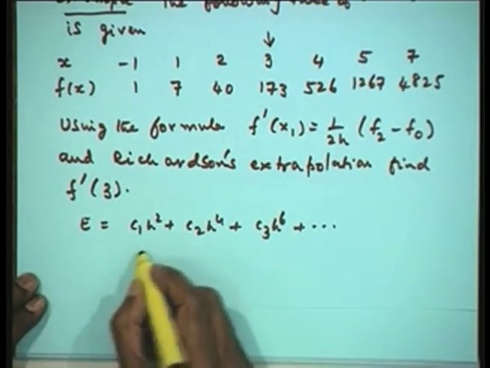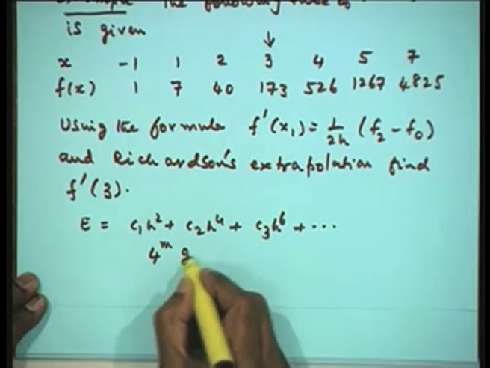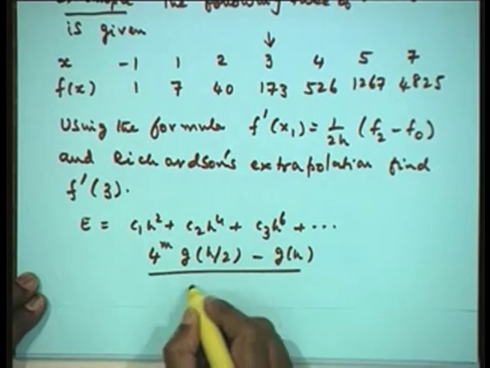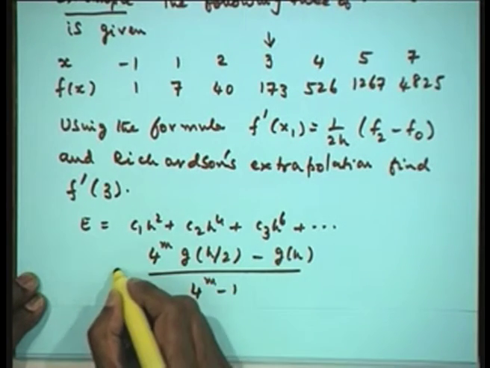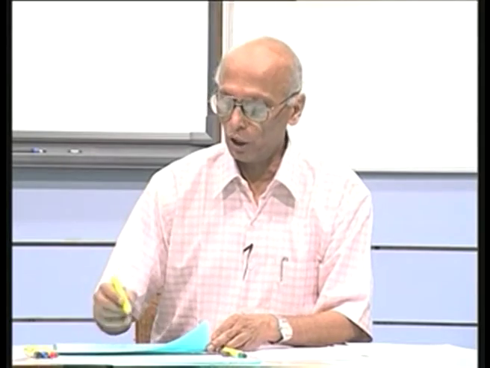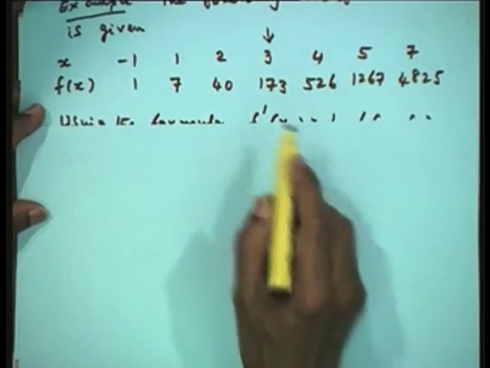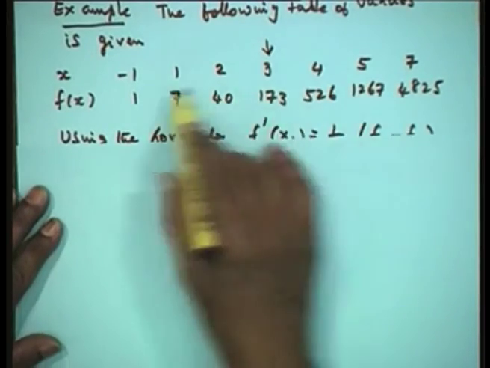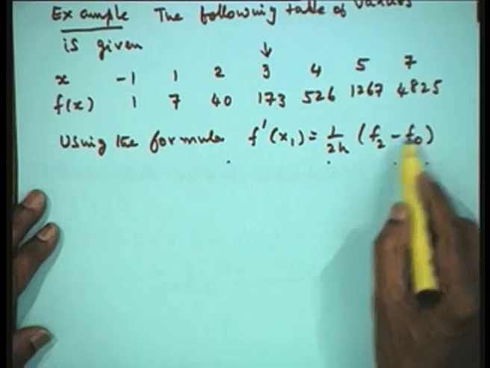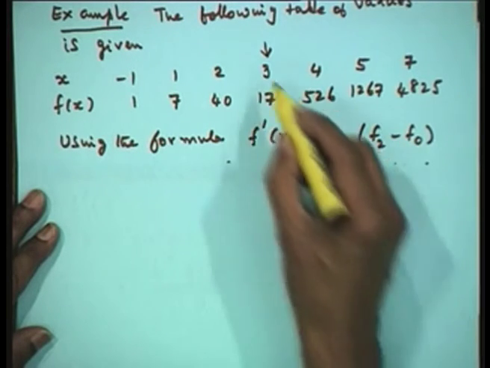Therefore, our formula would be 4 to the power of m g of h by 2 minus g of h divided by 4 to the power of m. This is the formula that we shall use in the table. Now, we have been asked to use the Richardson extrapolation and therefore, we must be able to compute the derivative using a particular step length. Let us see what are the possible step lengths that we have here. So, we are to use f of x 1 plus h, x 1 minus h. This is our point.